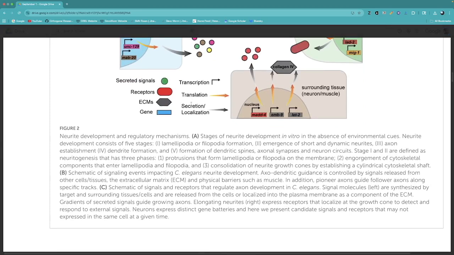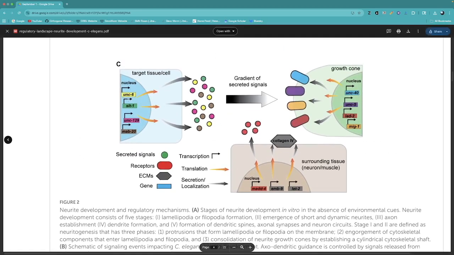And then C is where we have this schematic of signals. So these signals are combinatorial. They're produced by the expression of a number of genes. So you get the expression here of UNC6, SLT1, UNC129, and MAB20. They have this combinatorial signal that forms this gradient. So they're the secreted signals. They form this gradient, the growth cones, which then follow these gradients.